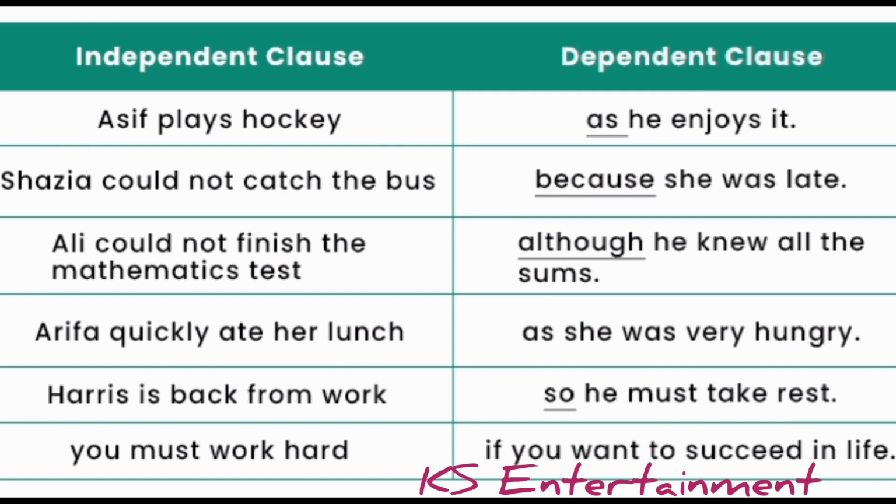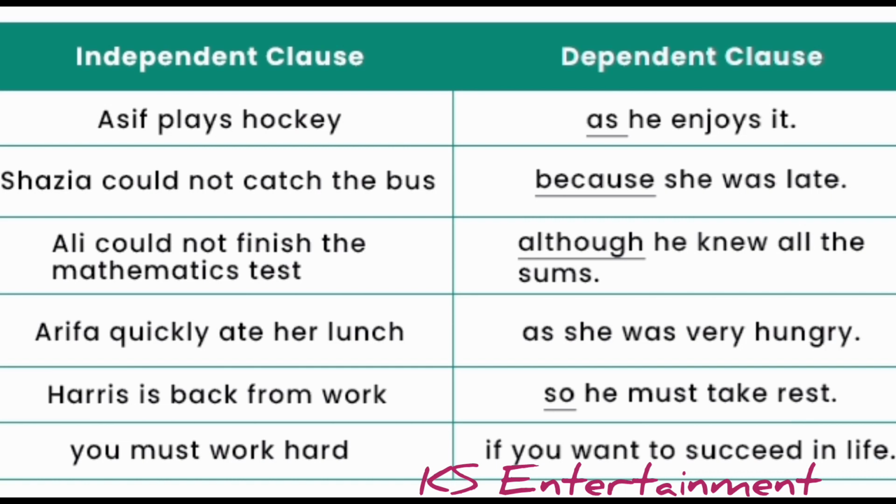Here are some examples of independent and dependent clause. For example, Asif plays hockey as he enjoys it. In this sentence, Asif plays hockey is independent clause and as he enjoys it is dependent clause.